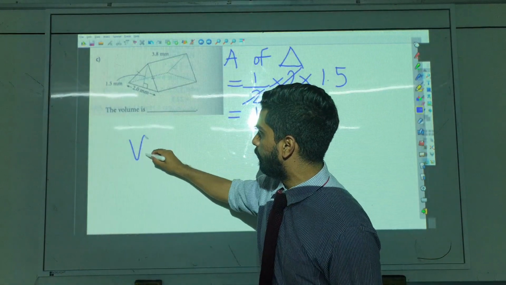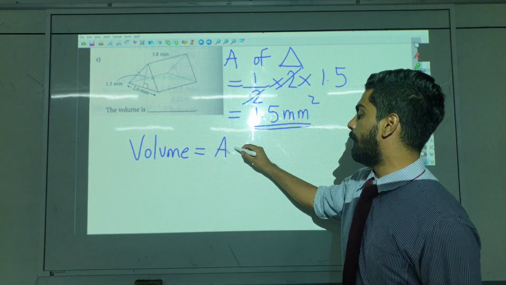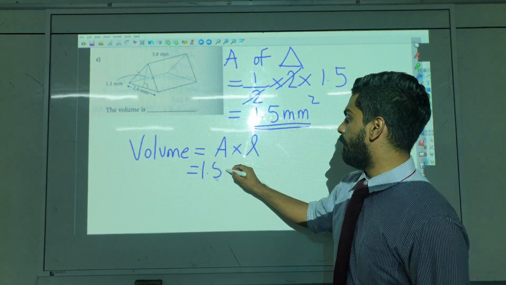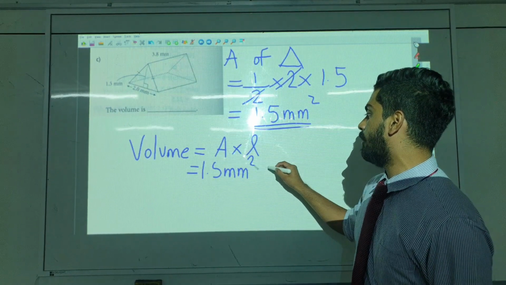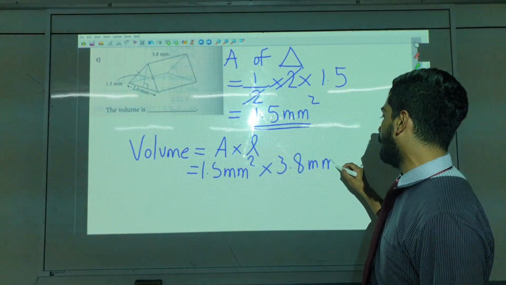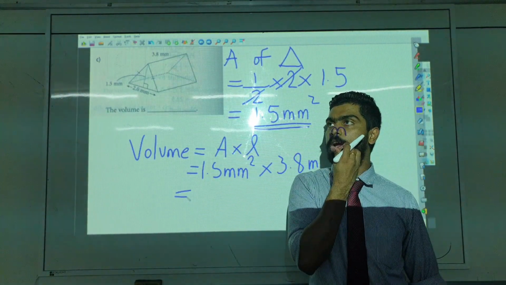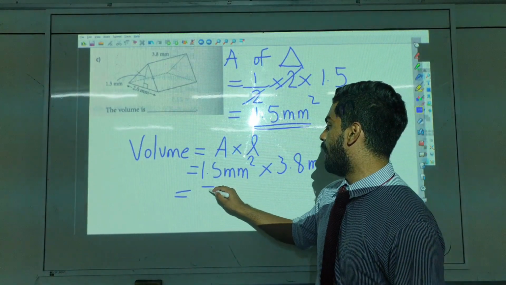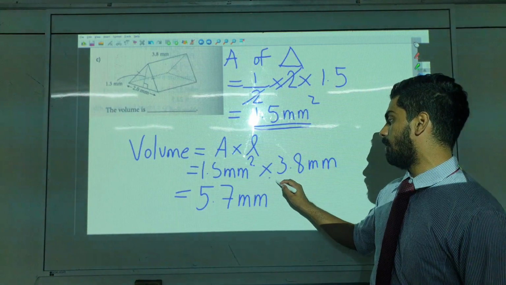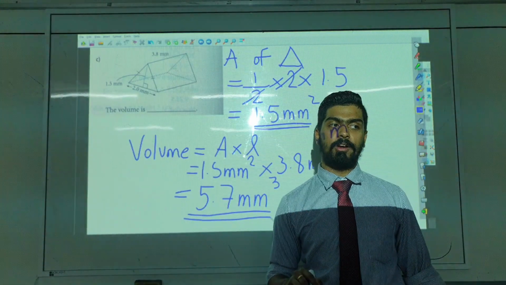Now the volume would be A multiplied by L, which is 1.5 millimeters square multiplied by 3.8 millimeters. And 3.8 multiplied by 1.5, 5.7. 5.7 millimeter cube. That is the same. 57 and 5.7 not the same.